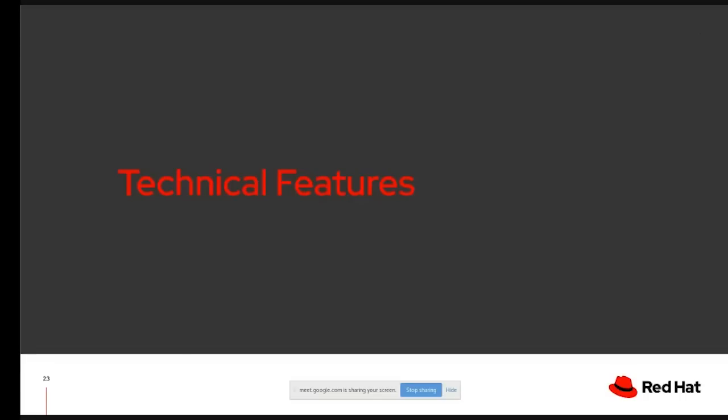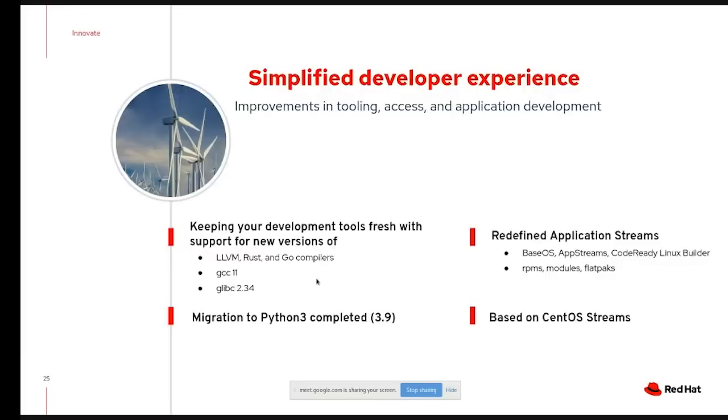Now, let's go a little deeper into some of the technical features that are coming with RHEL 9. And we'll talk about these in the context of the pillars. So the first technical feature we want to look at is what's helping us to accelerate innovation. Well, as I alluded to at the beginning, it's about keeping your development tools fresh. So obviously with the initial release of RHEL 9, we have updated the development tools to the current versions that many of us would be looking for today.